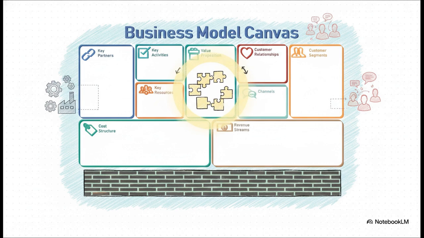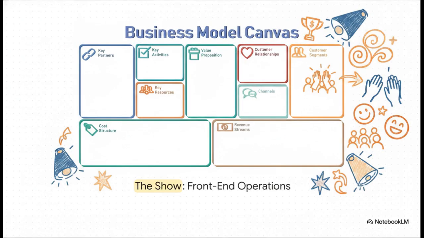And the whole thing rests firmly on the foundational blocks of your cost structure and revenue streams down at the bottom. Let's move into our first major category, focusing on that right side of the canvas. We like to call this the show. This encompasses literally everything your customer actively sees, feels, and experiences.